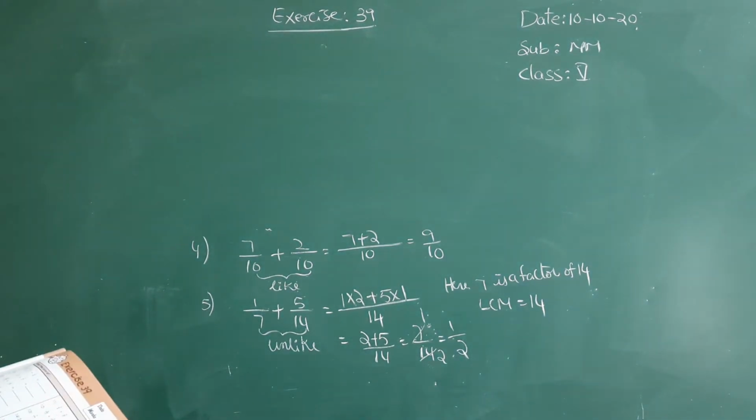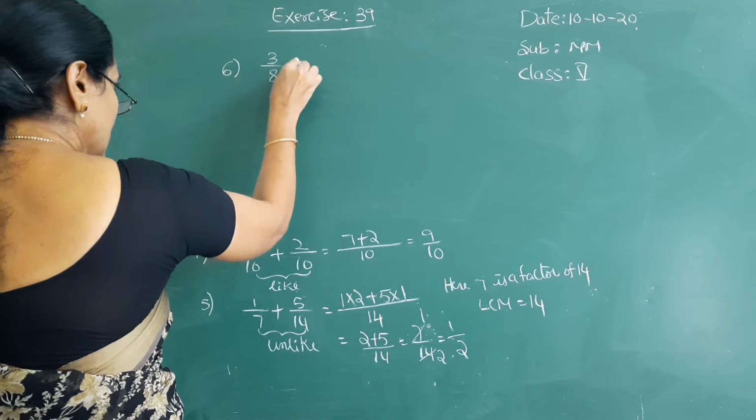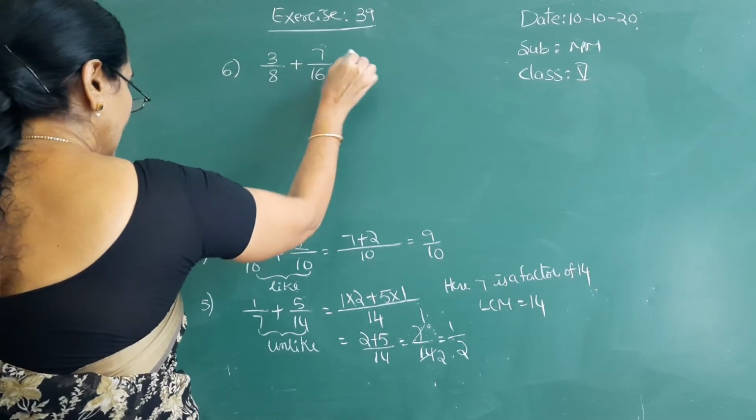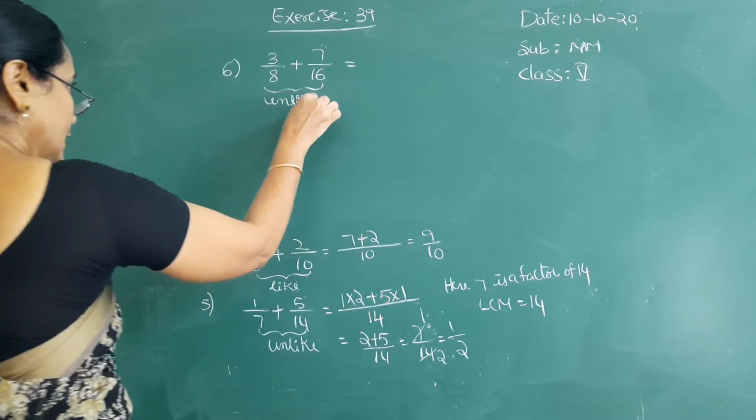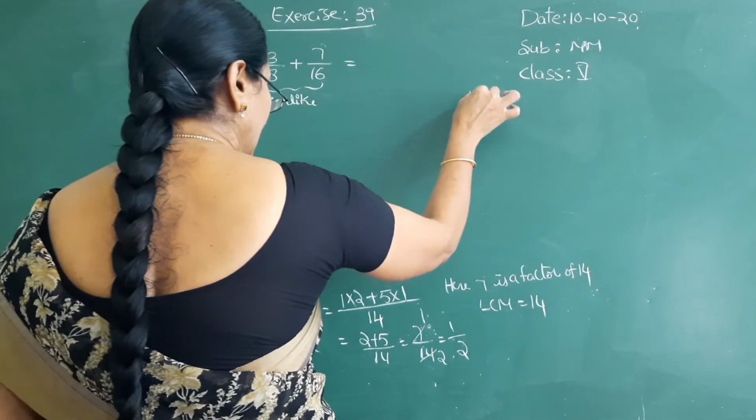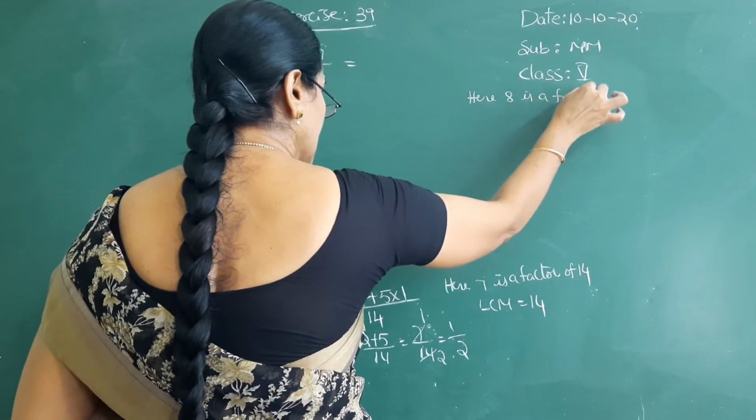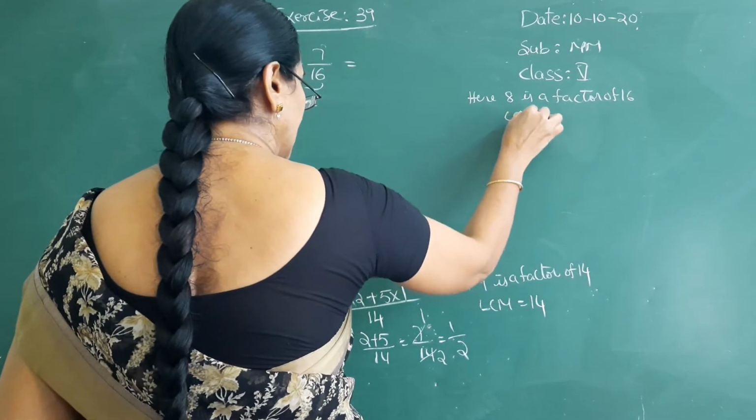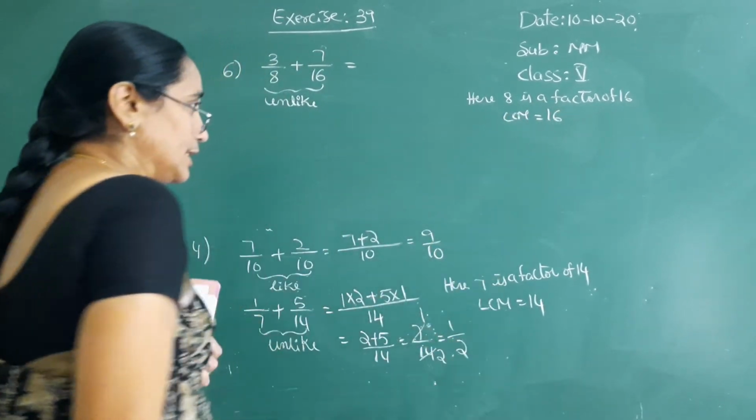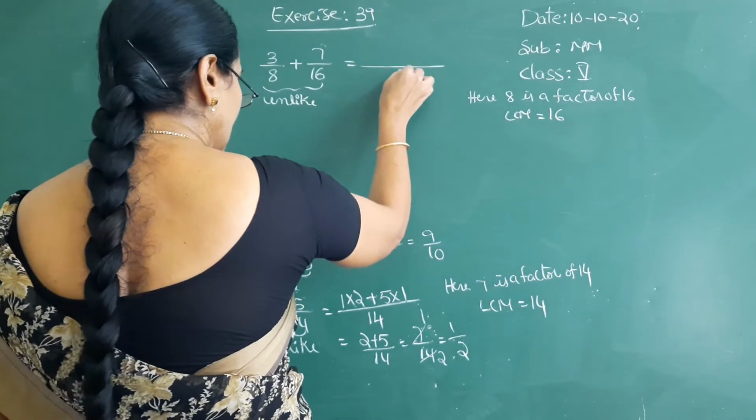See the sixth problem. 3 by 8 plus 7 by 16. Here these also have different denominators, unlike fractions. Take the LCM. Here 8 is a factor of 16, so the LCM is equal to 16. If it is a factor, then the greater number is the LCM. Okay? Write down the LCM 16.